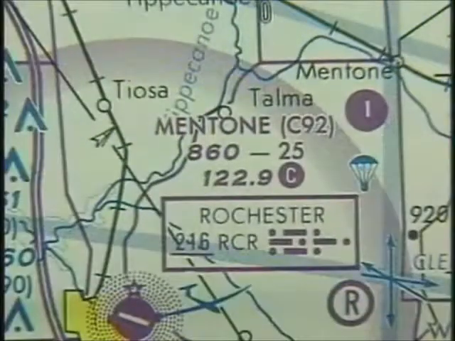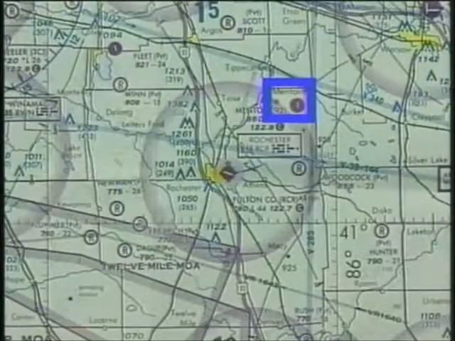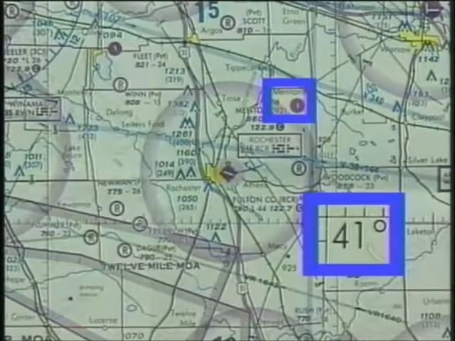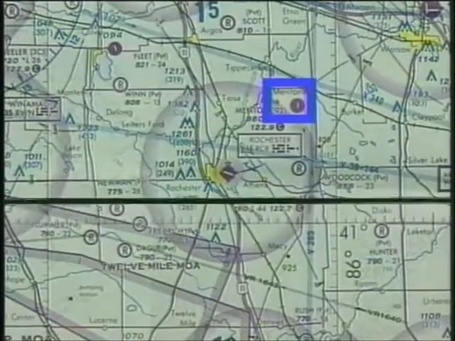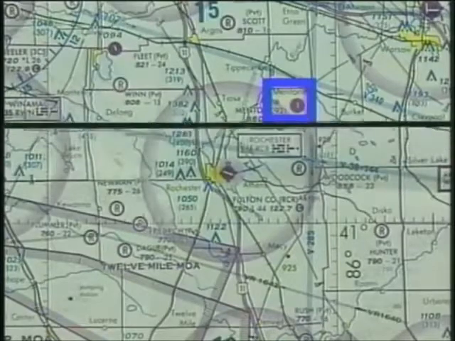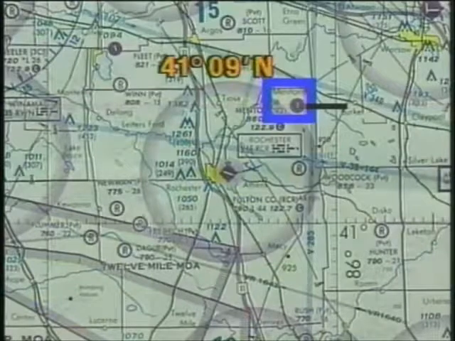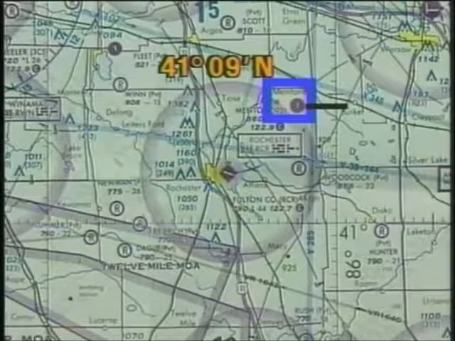For example, if you were located at the Mentone Airport, you could determine its coordinates by first locating the nearest latitude line, which is 41 degrees. Then count the number of minutes up from 41. In this case, it is 9 minutes. Since latitude increases as you go north in the northern hemisphere, you must add the 9 minutes to 41 degrees.